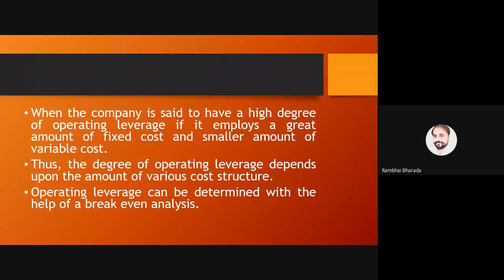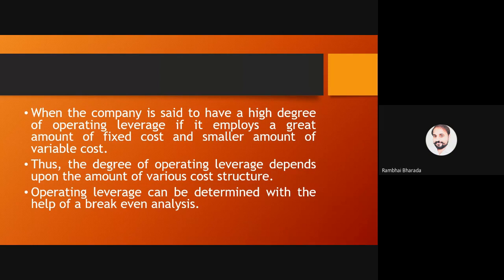Now read the first point. It is very, very important for all of you because we need to conclude the practical questions based on this one. A company is said to have a high degree of operating leverage if it employs a great amount of fixed cost and a smaller amount of variable cost. Suppose there is a company, Mr. Ram Limited. In Mr. Ram Limited, the variable cost of the company is suppose 20,000, and the fixed cost is suppose 30,000.